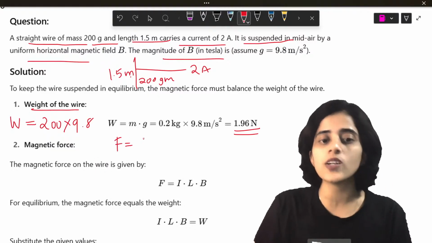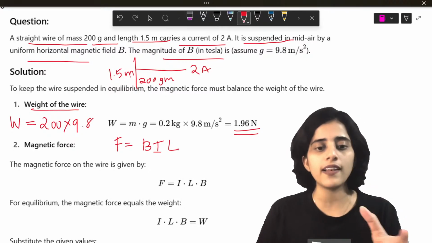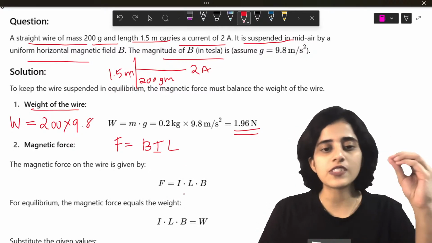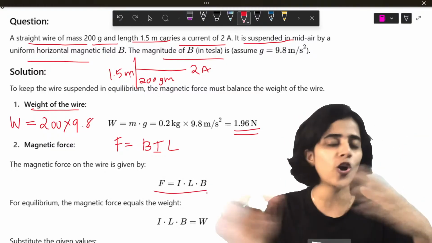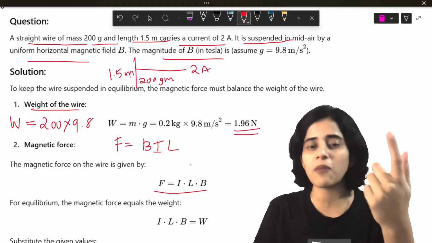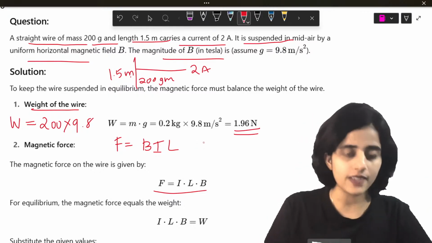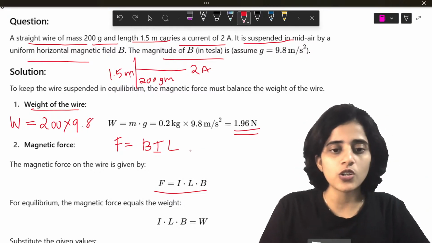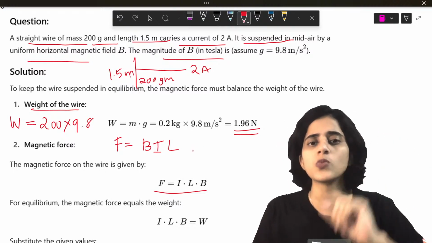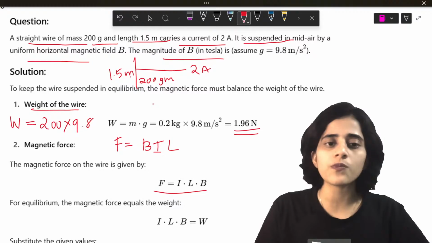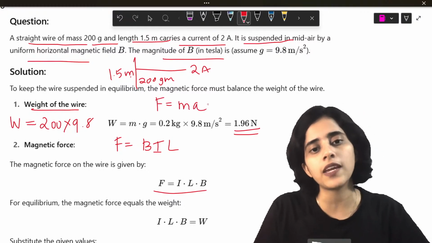F is equal to BIL. Here it's written as ILB, but the order does not matter. For me, to remember, I remember it as BIL. So F is equal to BIL. Now, what is the relation between force and weight? We all know from Newton's law, F is equal to ma.